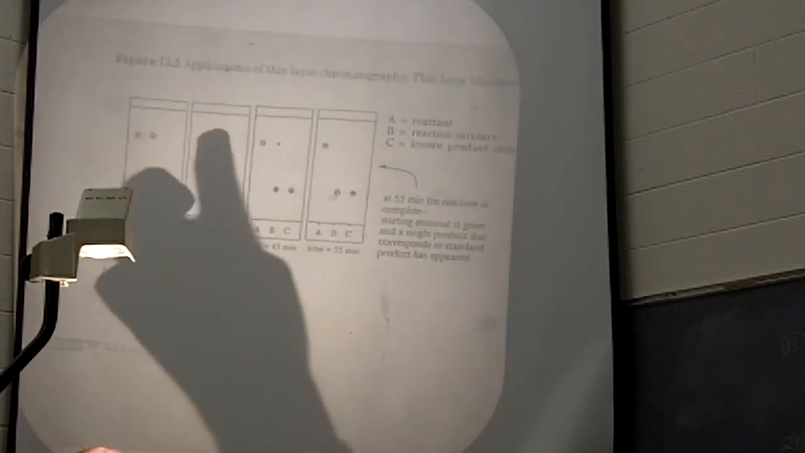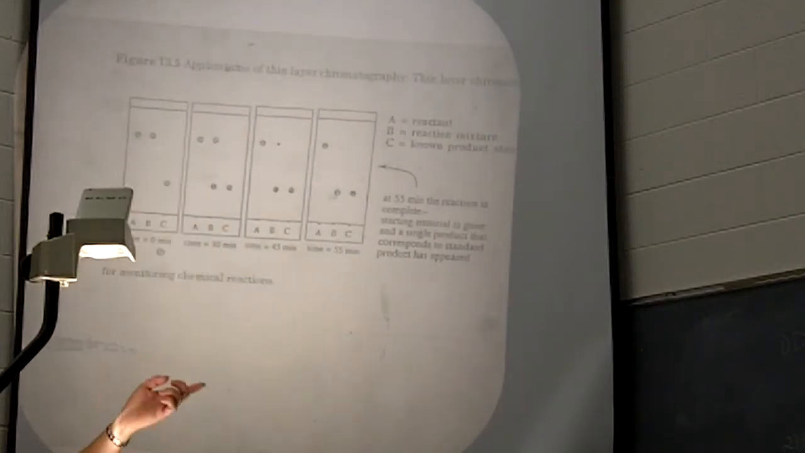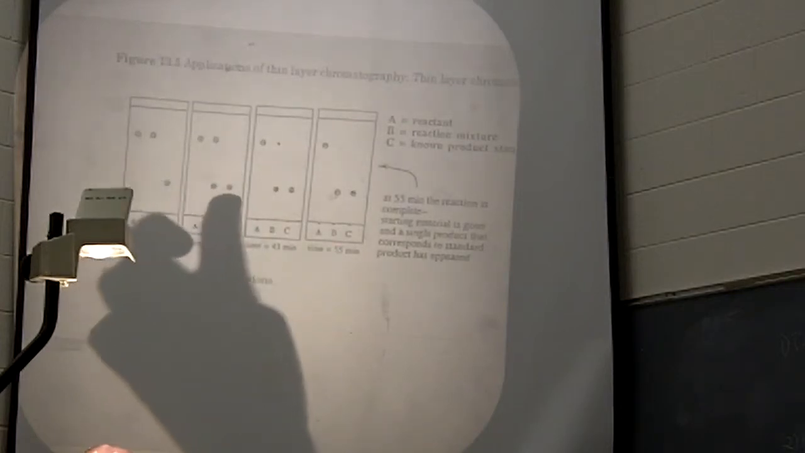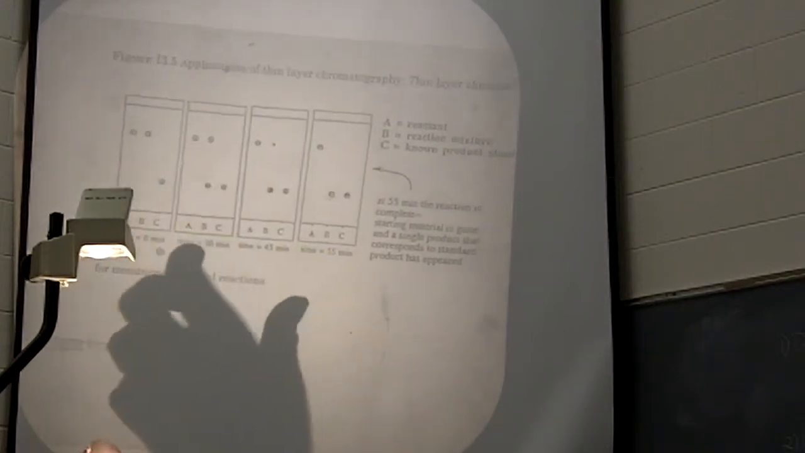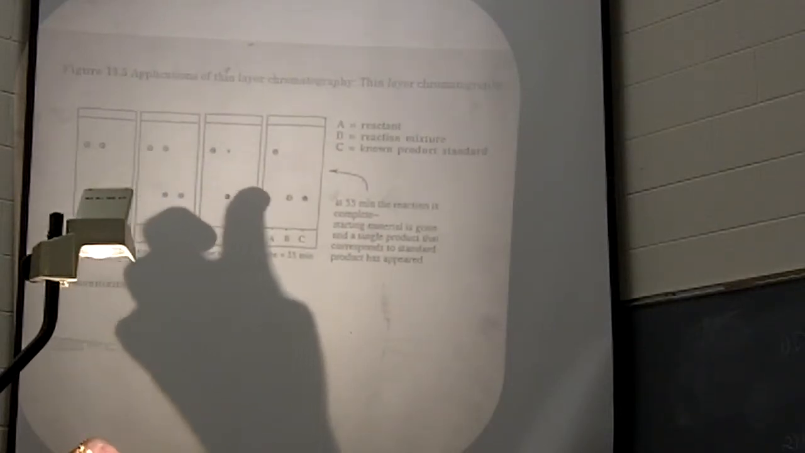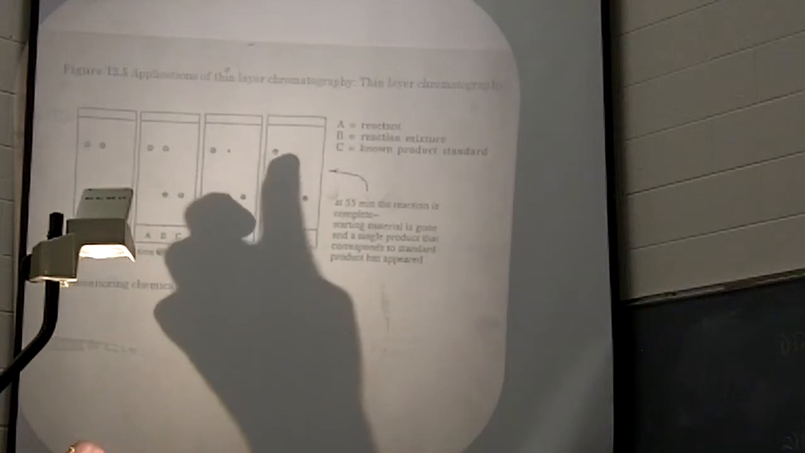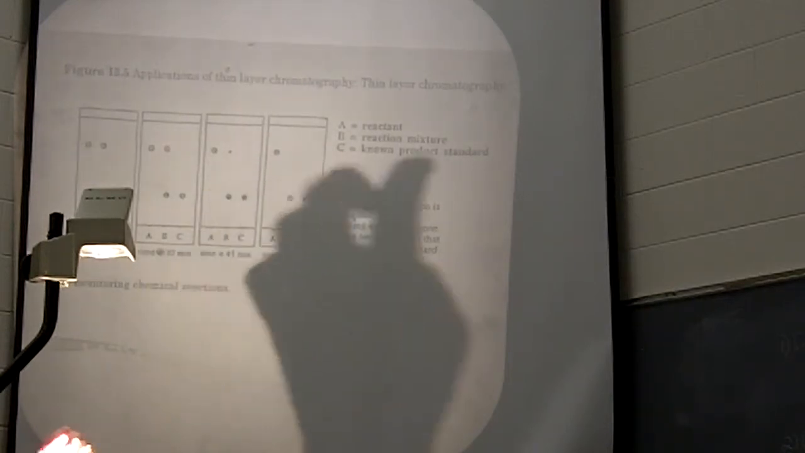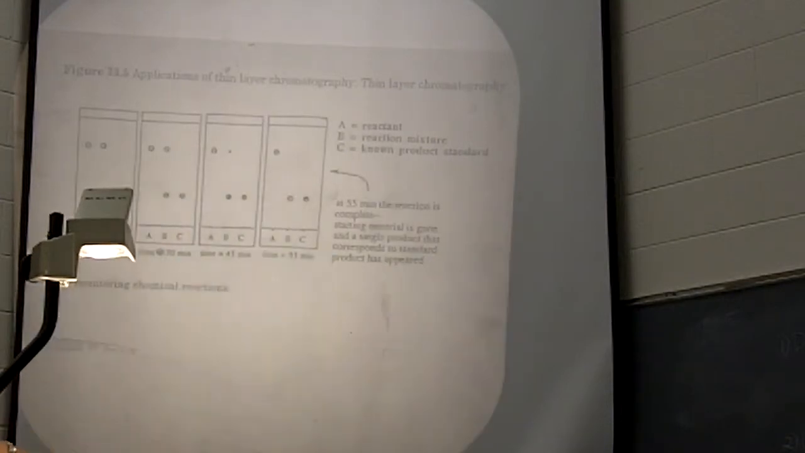Then say at 30 minutes, you've got a mixture here like I showed on the board. So you've got reactant still present, but you also now have your product. Then say after 45 minutes, much less reactant present, mostly going to product, and then maybe after 55 minutes, you check your reaction again, no more reactant, all product, so your reaction is done. So that's how you use it to monitor a reaction.